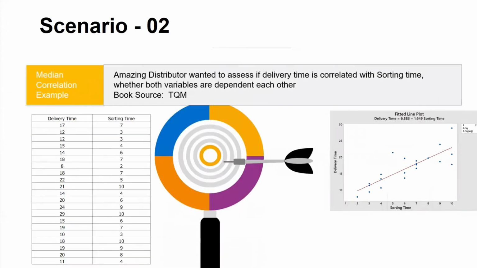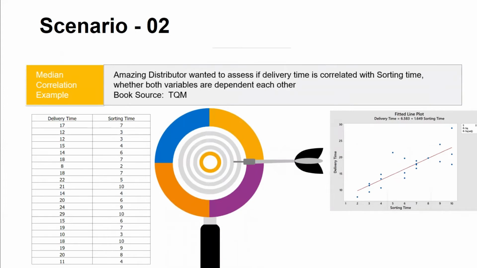Let's take another example, which is medium correlation. Take an example of an Amazon distributor who wanted to assess if the delivery time is correlated with the sorting time, whether both variables are dependent on each other. So this is the delivery time, this is the sorting time. And here, you can see it is moderately correlated, because if the sorting time is, for example, 5 minutes, the delivery time is leading to 22 minutes and so on. It is drifted away, and that's the reason it is moderate correlation. This is an example of moderate correlation.